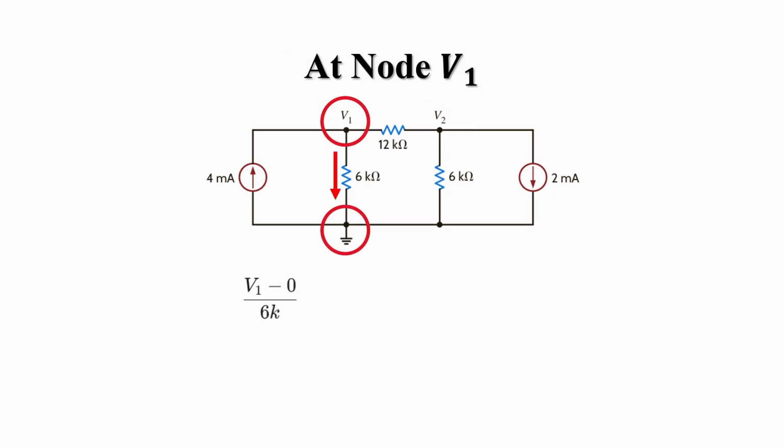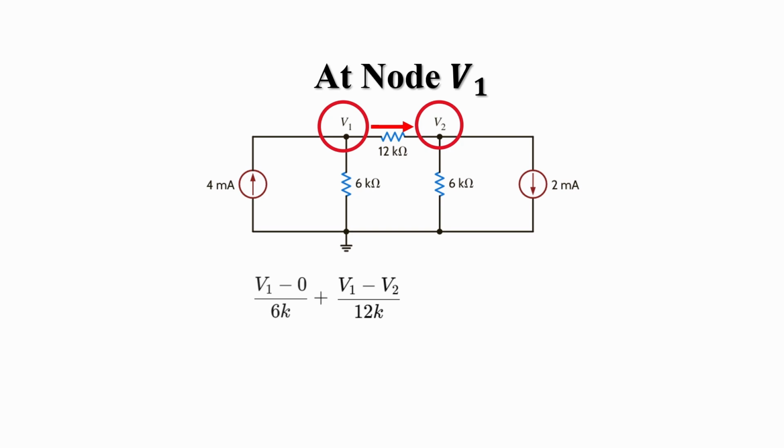Let's focus our attention on node 1 first. If you look at this spot, there are 3 paths for the current. One path goes down through a 6 kilo-ohm resistor to the ground. Another path goes sideways through a 12 kilo-ohm resistor toward node 2. And then we have that 4 milliamp current coming directly into the node.